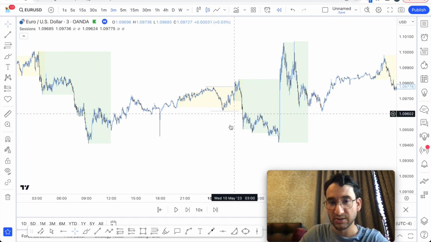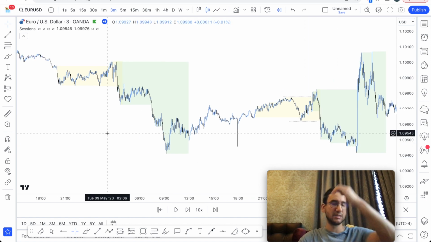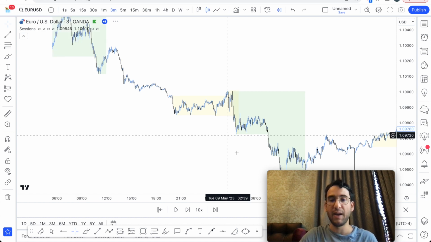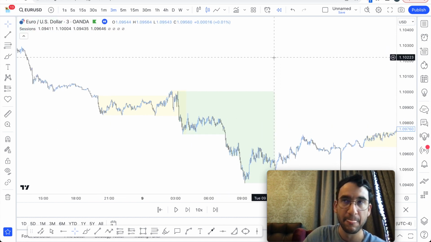It took out the Asia lows as well, but it did whatever it wanted to do from there. But typically, when London takes out the Asia highs or Asia lows, you're taking price off the bat, right away, because that's where the good opportunities come.